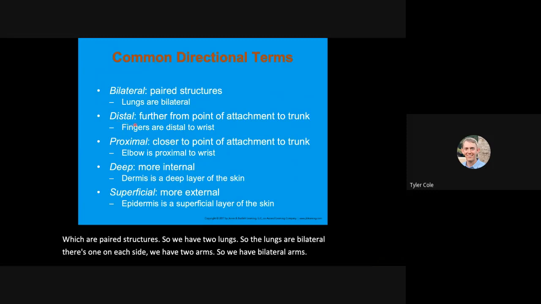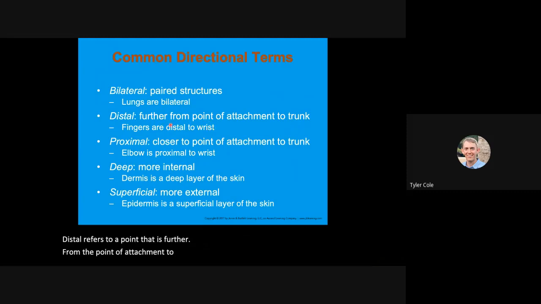Distal refers to a point that is further from a point of attachment to the trunk. So for example, your fingers are distal to your wrist. Your fingers are further away from the trunk of your body, which would be your chest area, than your wrist. Your wrist is closer. Proximal refers to an area that is closer to the point of attachment to the trunk. So your elbow is proximal to your wrist. Or in the previous example, we can change it up: the wrist is proximal to the fingers. All right.